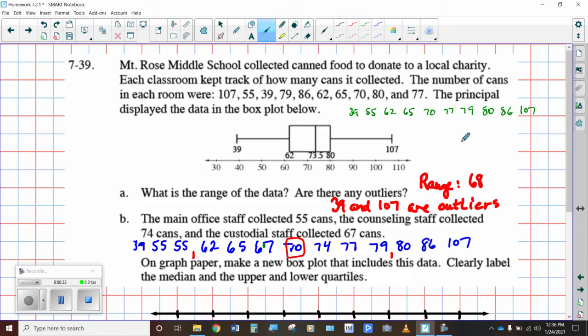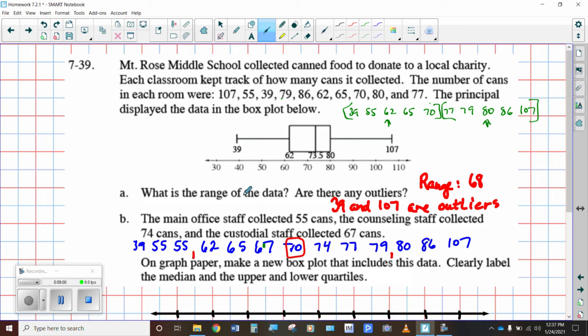Okay, and so if there's 10, that means there's going to be 2 of them in the middle, and that's these 2 numbers right there. So you always want to find the halfway point between those 2 numbers, and the halfway point is 73.5. So to find the quartiles, you take everything less than your median, and there's your lower quartile. You take everything above your median, that's your upper quartile, your 62 and your 80.